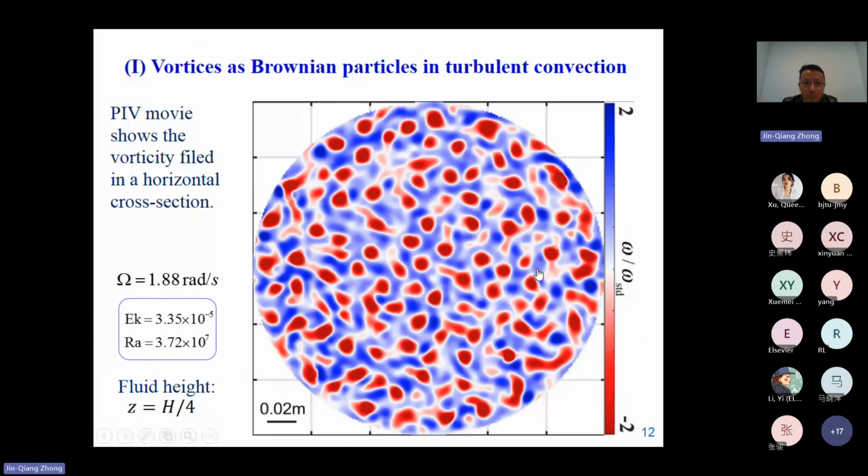Let's watch an experimental video. What we see is a top view of the vorticity field. The color represents the strength of the vorticity, where the red and blue patches are cyclones and anticyclones. Here we choose a relatively slow rotation rate, Ekman number 3.3 times 10 to the negative 5.